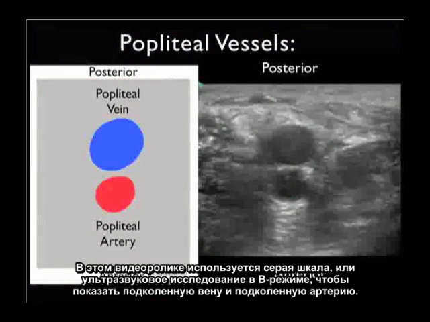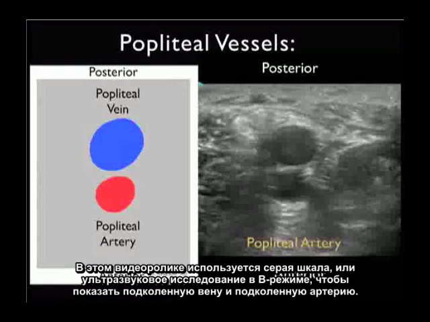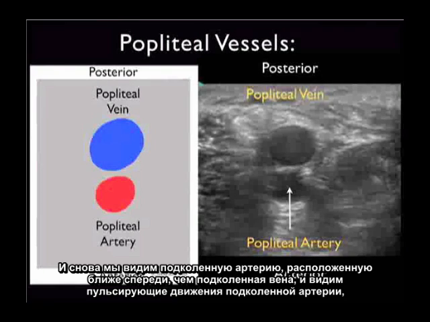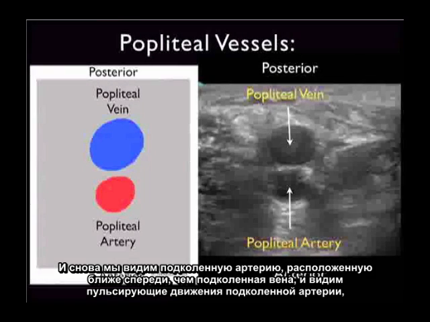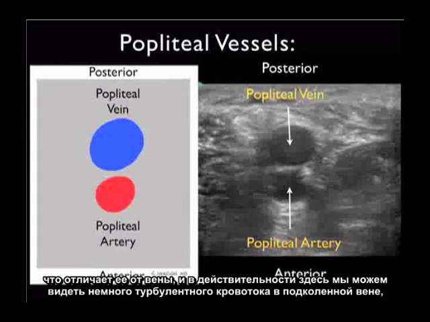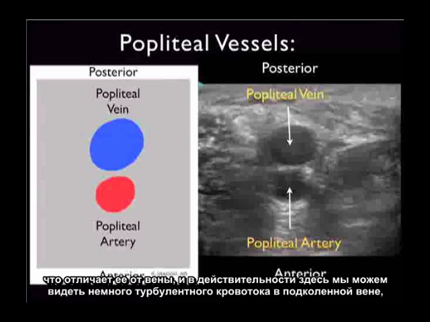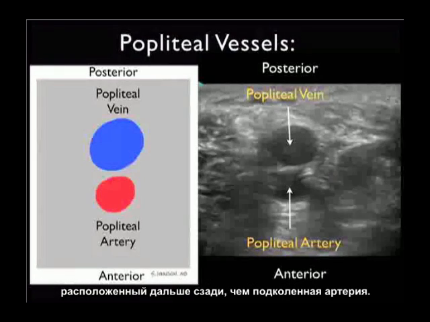This video clip employs B-mode or grayscale sonography to show the popliteal vein and popliteal artery. Again, we can see the popliteal artery located more anterior than the popliteal vein, and we can see the pulsatile movements of the popliteal artery differentiating it from the vein. And in fact, we can see a little bit of turbulent flow of blood within the popliteal vein here, located more posteriorly than the popliteal artery.